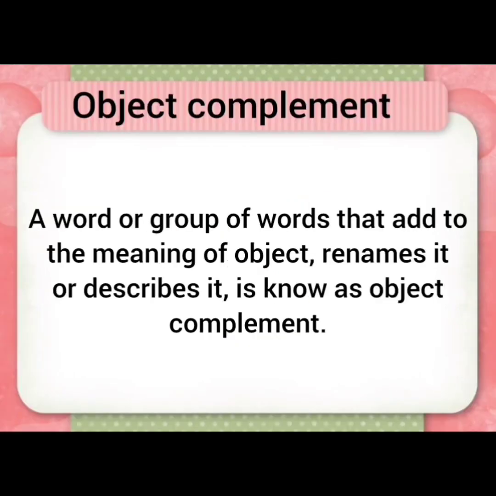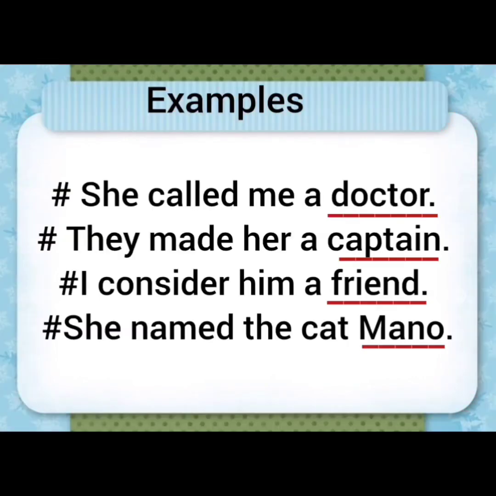Now it's time for object complement. A word or group of words that adds to the meaning of the object, renames it or describes it is known as an object complement. She called me a doctor. Now this word doctor is used for whom in this sentence? For she or for me? It is used for me and me is considered the object in this sentence. She is the subject, called is the verb and me is the object. A doctor is used for me. So the object complement here is doctor.